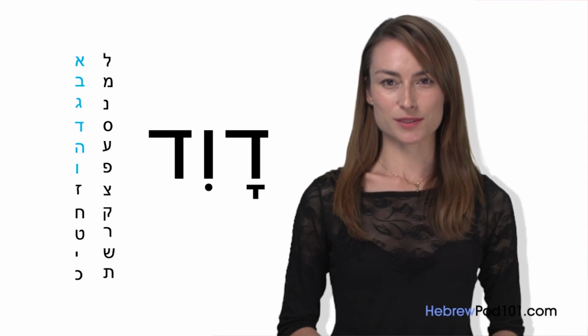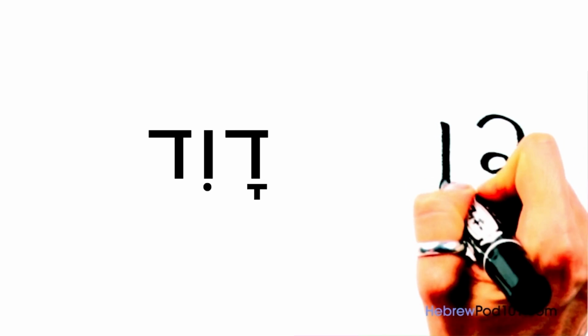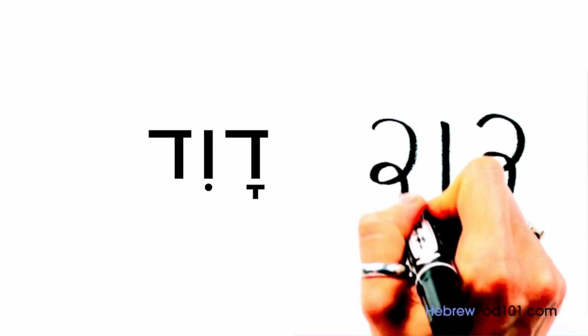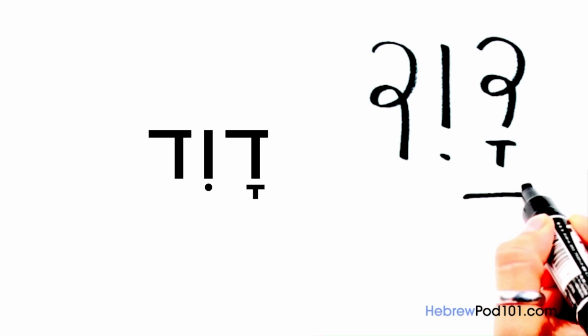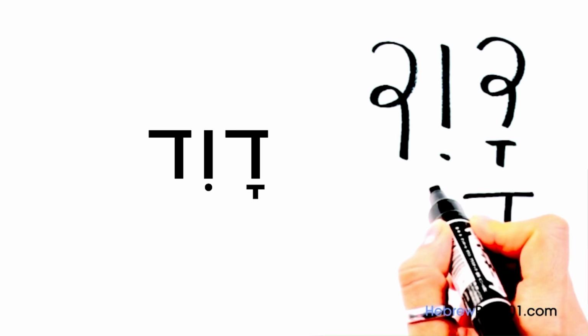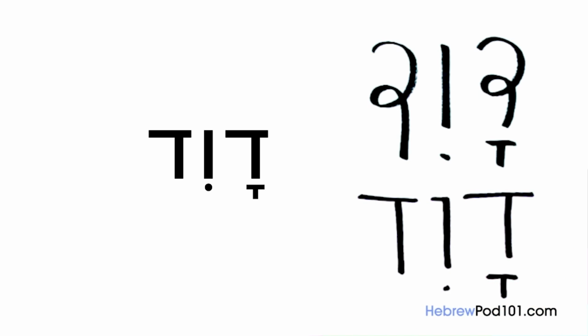Let's write this word. David. And now in print. David. The next nikud for this lesson is shuruk, with a sound U.